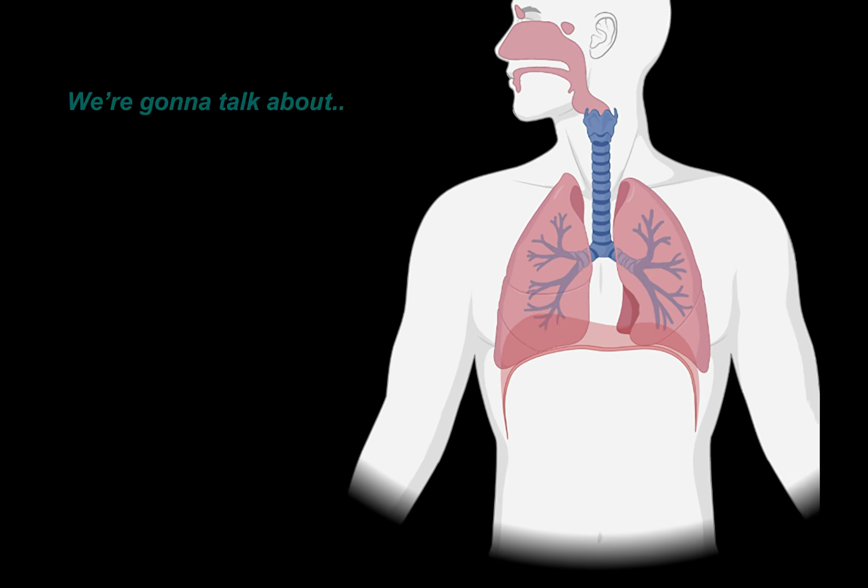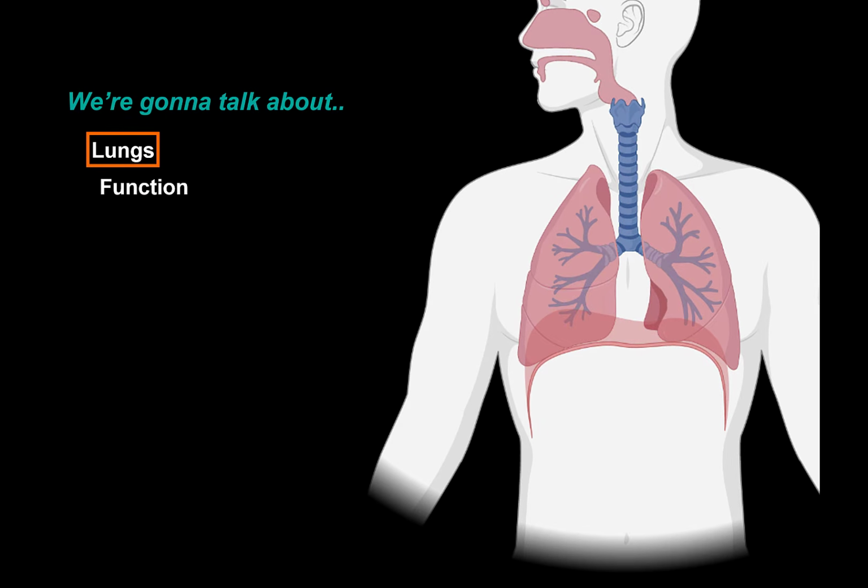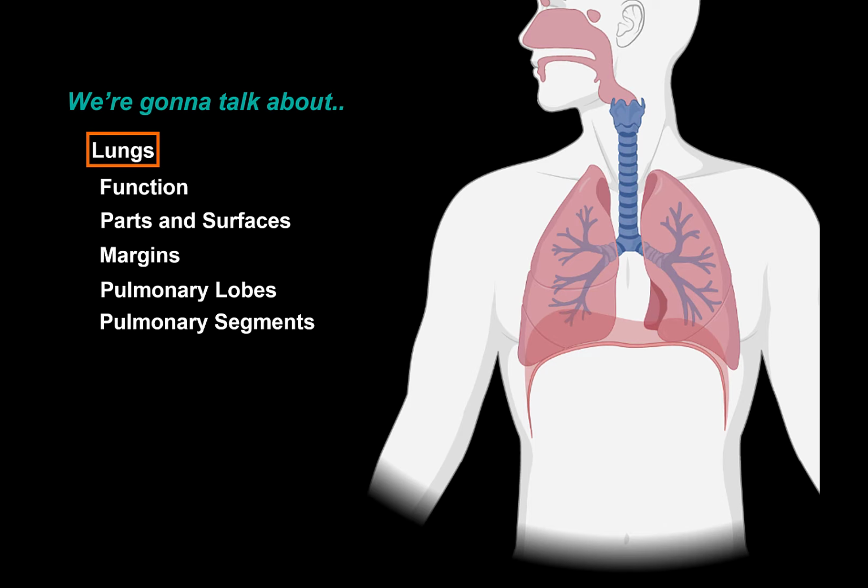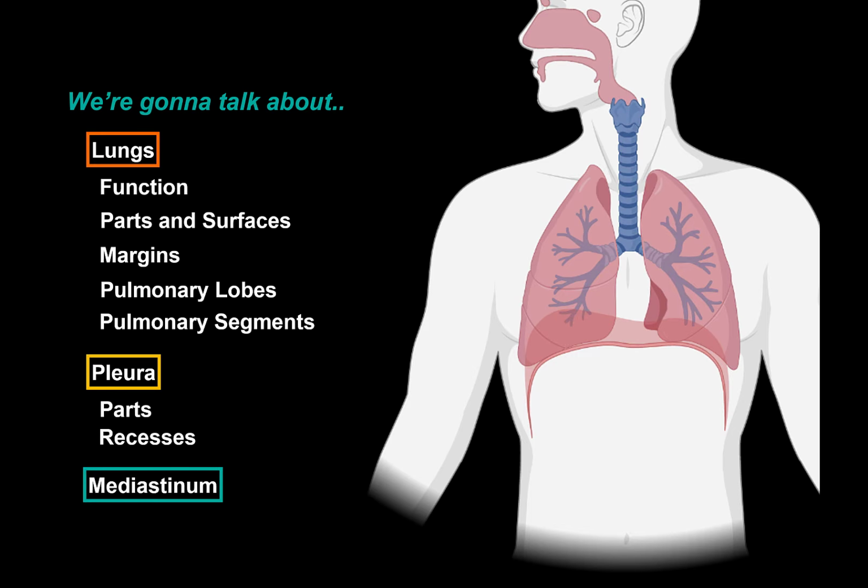So in this video, we're first going to go through the functions of the lungs. Then we're going to go through the parts, the surfaces, and the margins of the lungs. After that, we will look at how the right and the left lung are divided into lobes and segments. When we're done with the lungs, we will go through the pleura, which is the covering of the lungs. We will go through its parts and its recesses, and then lastly finish up by looking at the mediastinum, basically what's between the right and the left lung.